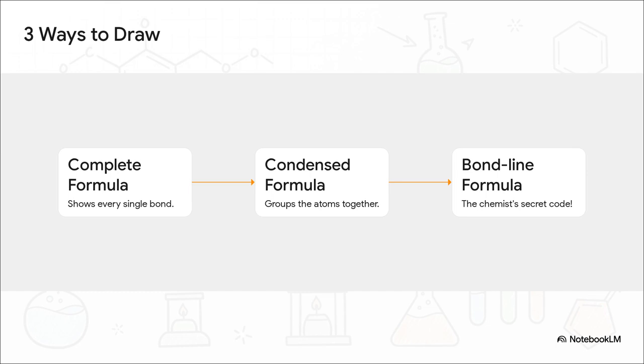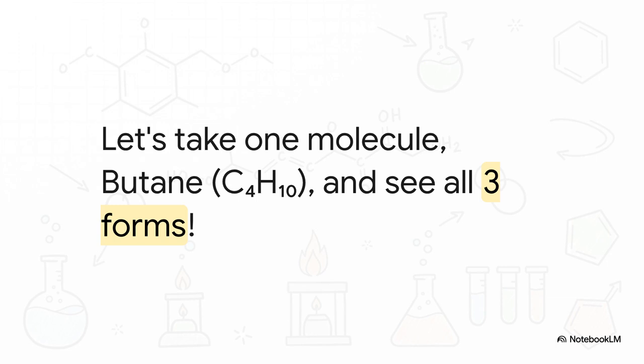This is like the chemist's secret code. It's super fast and easy once you know the trick. To make this super clear, let's just take one simple molecule, butane. Its formula is C4H10, and we'll see how to draw it in all 3 different styles.